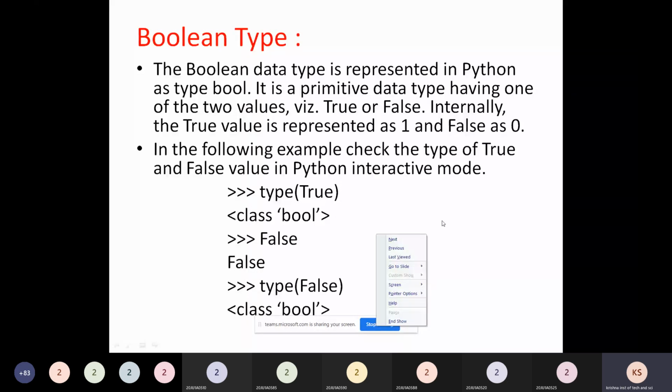And the numeric data types are integer, float, complex, and Boolean is another data type.